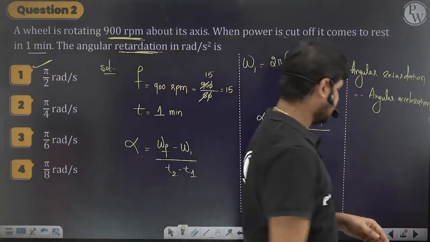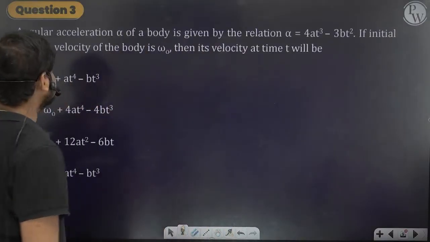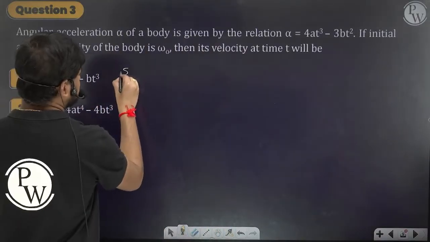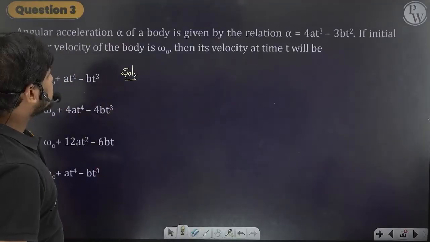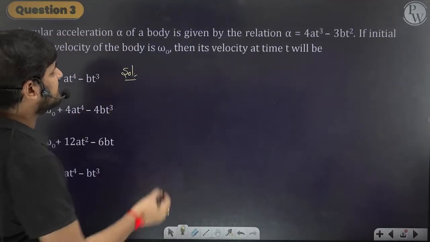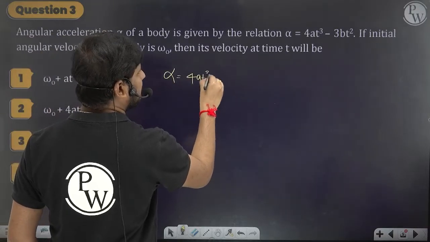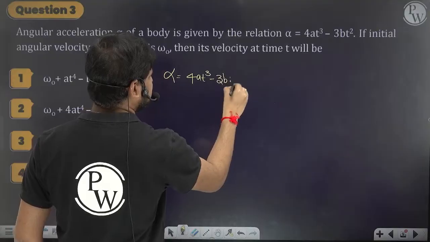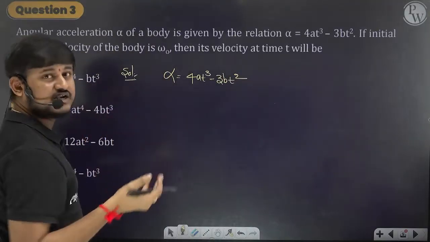Everyone? Chalo. Let's take one more simple question. What does the question say? See here: the angular acceleration alpha of a body is given. So alpha is given as 4at cube minus 3bt square. These questions you can do easily, so just pause the video and try it on your own.